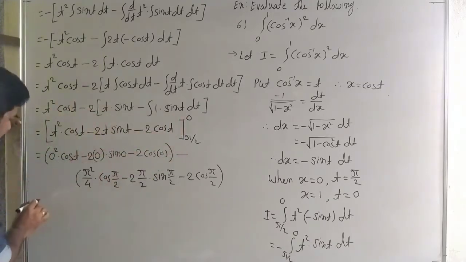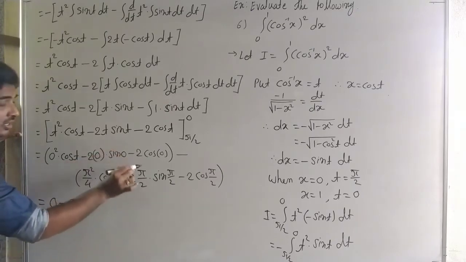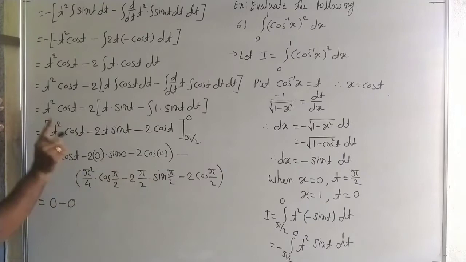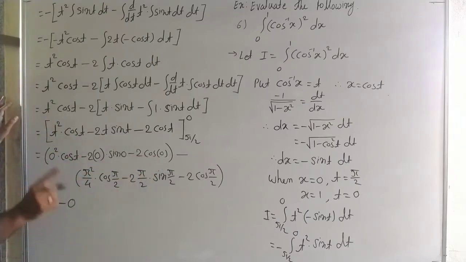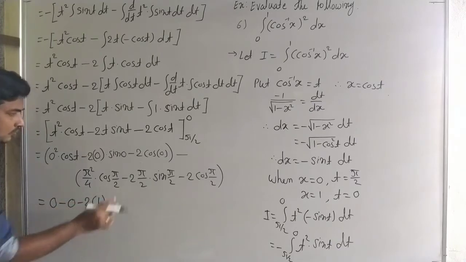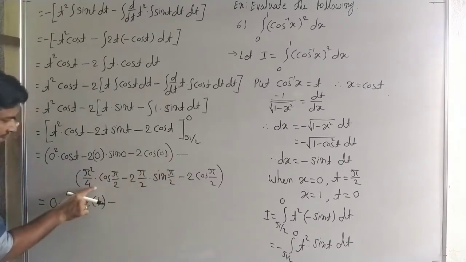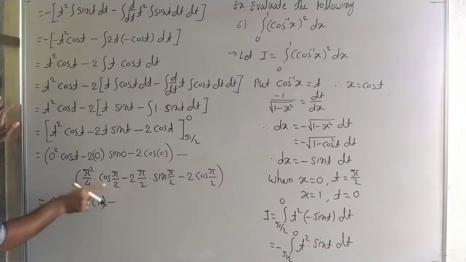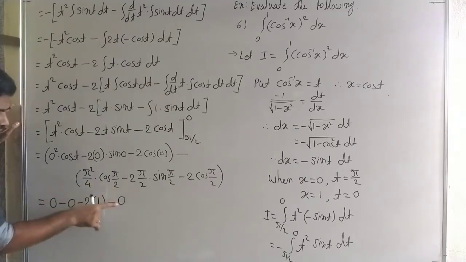Now we do the calculation. The first term will be 0, the second term again 0. Now the third term has cos 0, and cos 0 is 1, so we can write minus 2 into 1. Now minus, see carefully, cos pi by 2, that is cos 90, is 0, so the fourth term will be 0.